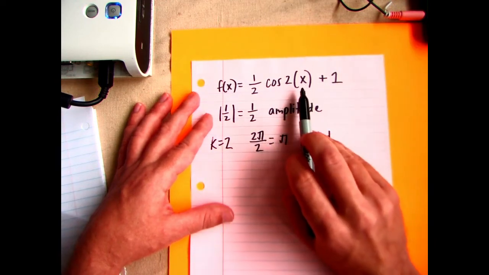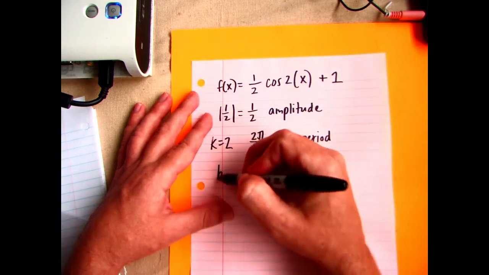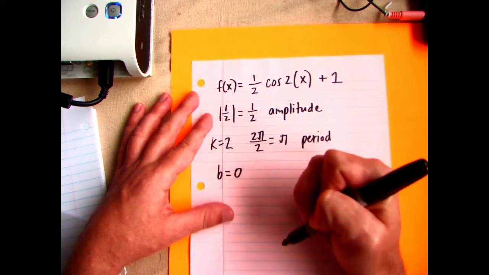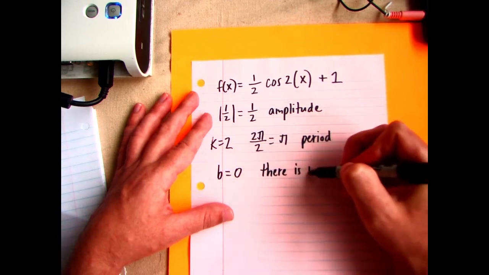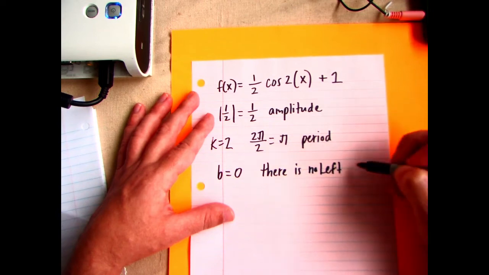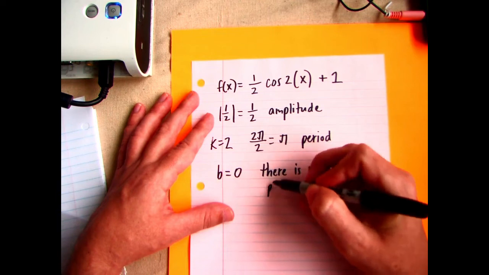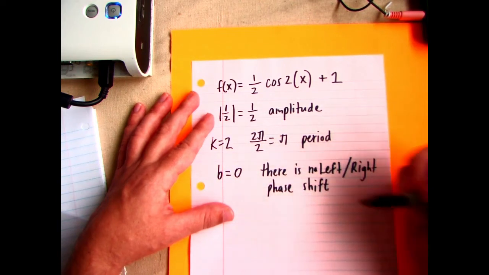For my phase shift, I look inside the parentheses. Inside the parentheses, there's nothing being added to k, or I'm sorry, x. Therefore, b is 0. Therefore, there is no phase shift. There's no left or right movement. The phase shift would come in the parentheses with the x.